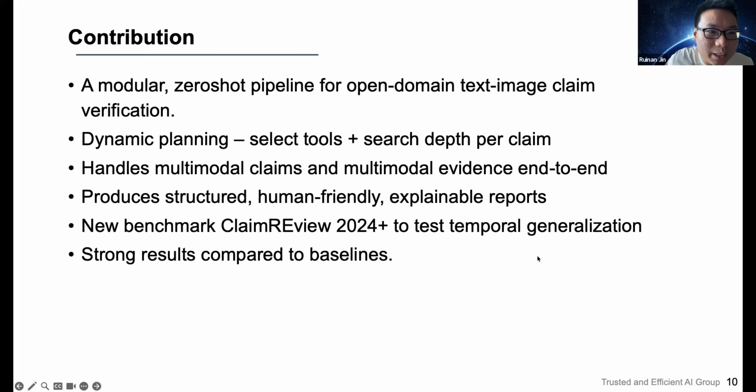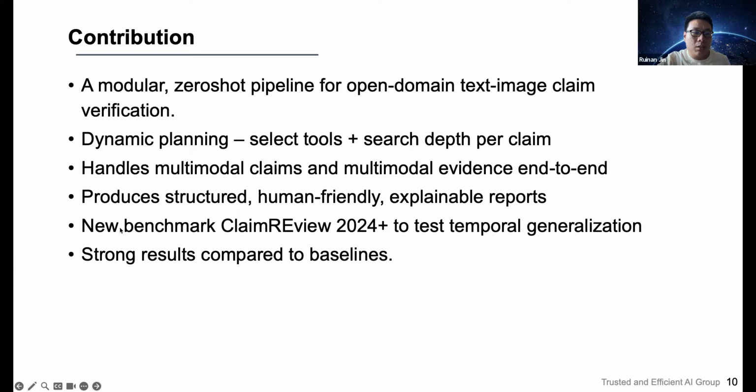Okay, so here is the detailed contribution. It proposes a modular zero-shot pipeline for open-domain text-image claim verification. It uses dynamic planning in its agent system, so it will dynamically select the tools and search depths per claim. It will also handle multimodal claims and multimodal evidence end to end. And it will produce structured, human-friendly, explainable reports.